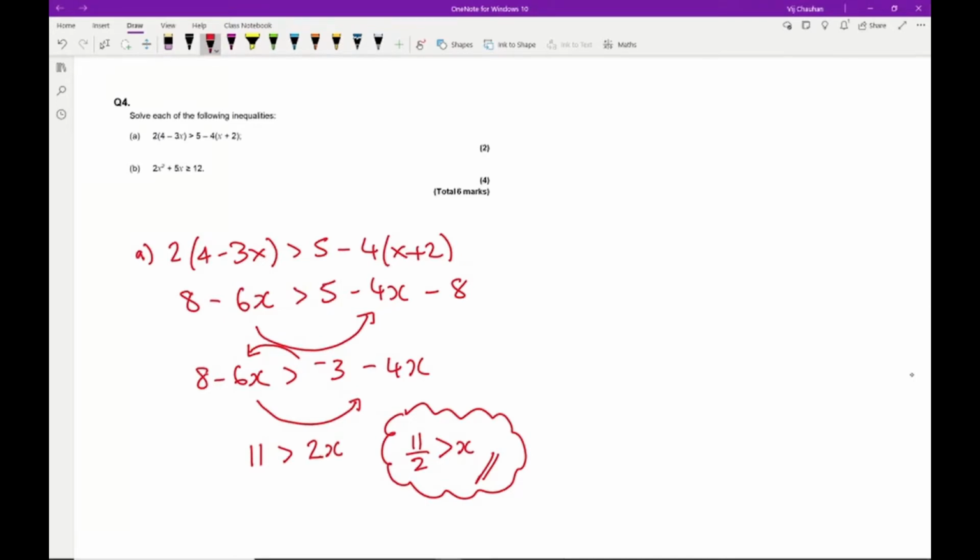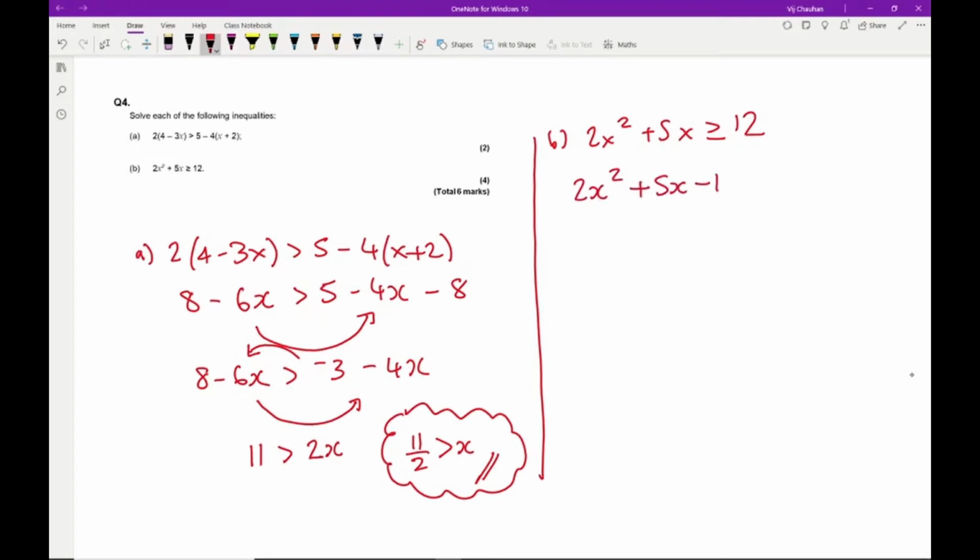Then moving on to question B, which we'll do on the side here. So we've got 2x squared minus 5x is greater or equal than 12. Now this is slowly starting to look like a quadratic, so the first thing we want to do is make it equal to 0. So I've got 2x squared plus 5x minus 12 is greater or equal to 0. And then what you want to do is either factorize or go on by using a formula. So if you factorize this, we get 2x minus 3, x plus 4, is greater than or equal to 0.